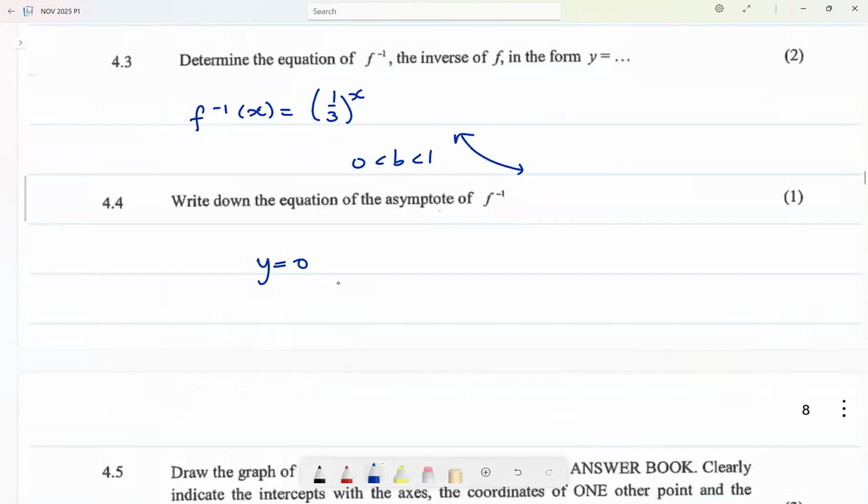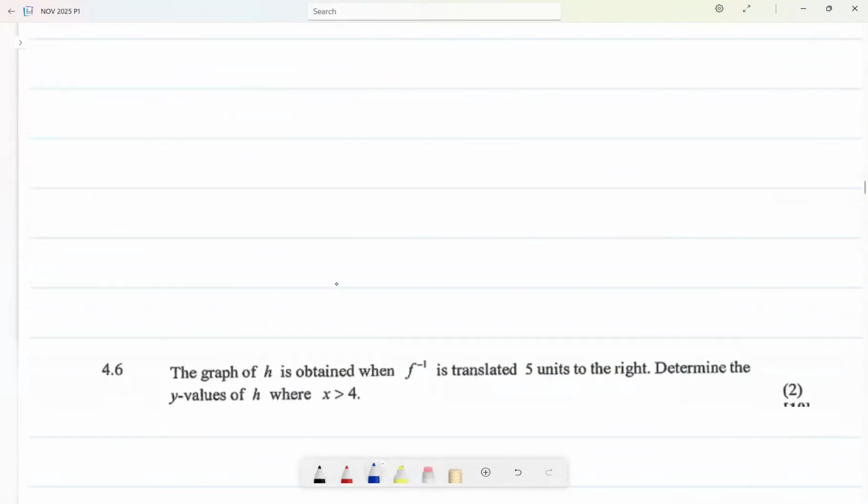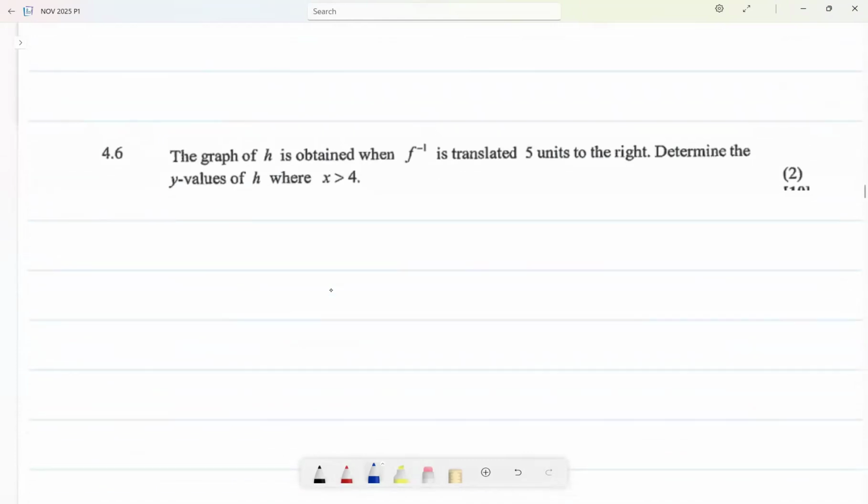Okay, these are easy things, guys, that everyone should be in a position of getting. And then the last question says, the graph of h is obtained when f inverse is translated 5 units to the right. So h of x is what we get when the inverse is translated 5 units to the right, so it is x minus 5. Remember, to the right is minus 5.